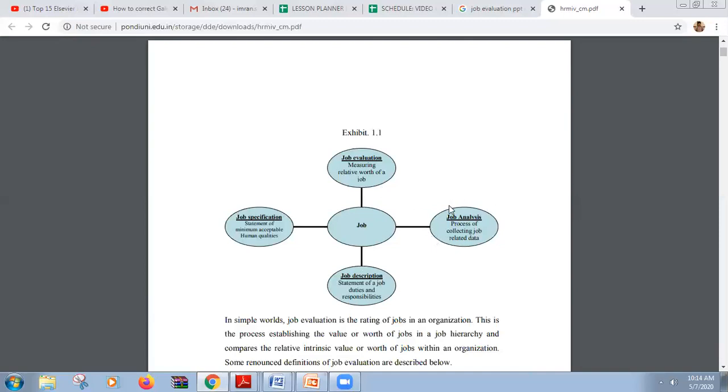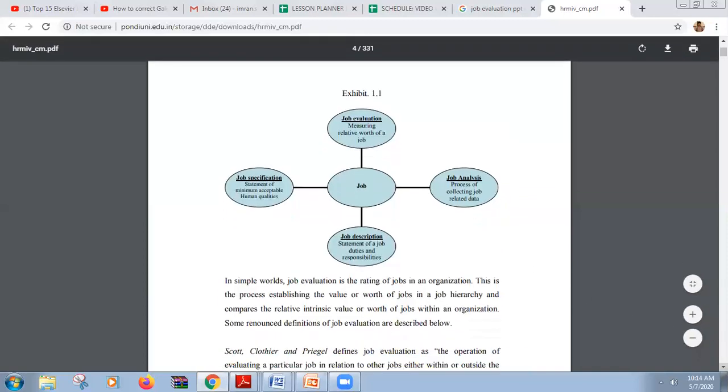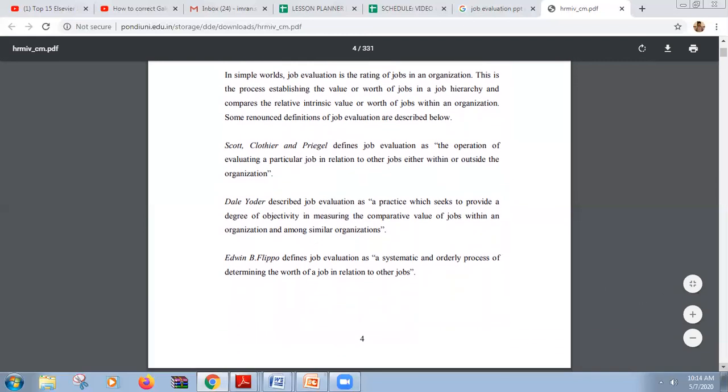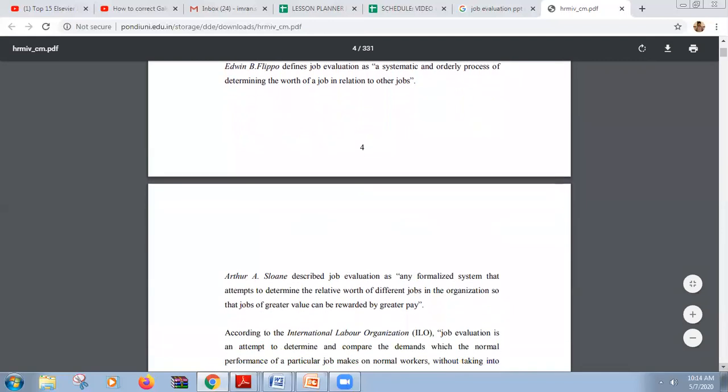Then job analysis. This is the actual work that we have to perform, where we bring in a skilled worker of that area and he performs the job. We record the micro movements. Job evaluation is the operation of evaluating a particular job in relation to other jobs, either within or outside the organization. This is called job evaluation. This is the definition given.